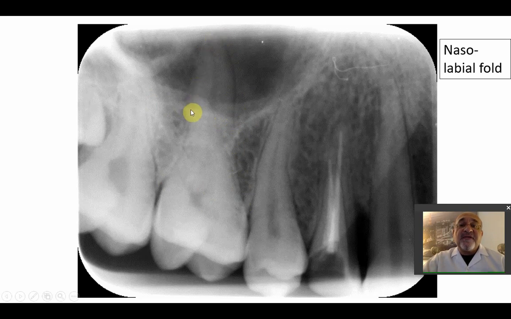If the PDL discontinues at the junction of the root and the floor of the sinus, then it means that the root is inside the sinus, which is the exception, not the rule.